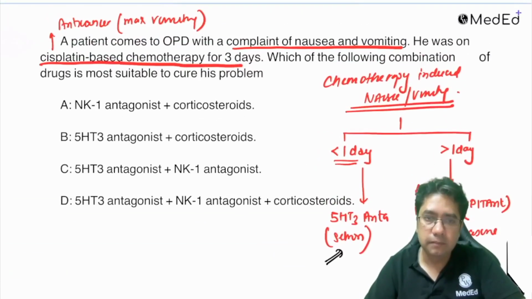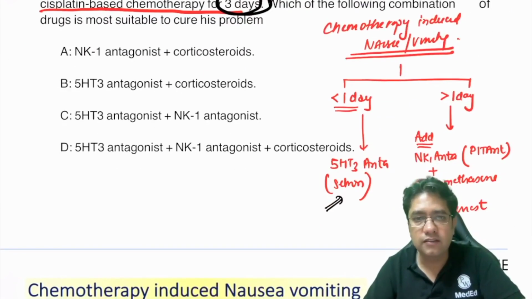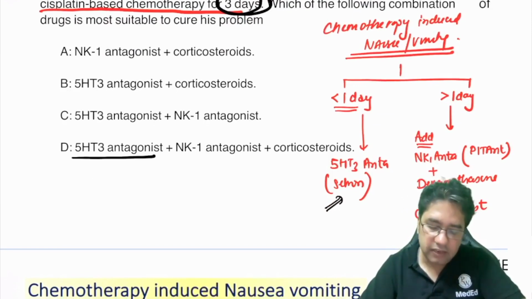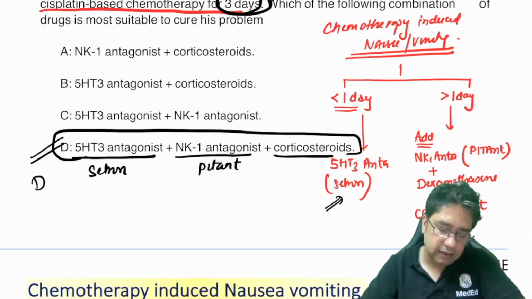So now here the patient is having 3 days of nausea and vomiting. It is more than 1 day. So don't you think we have to give all drugs? So we give 5-HT3 antagonist cetron, NK1 antagonist pitant, and corticosteroid like dexamethasone. So D is the correct answer.